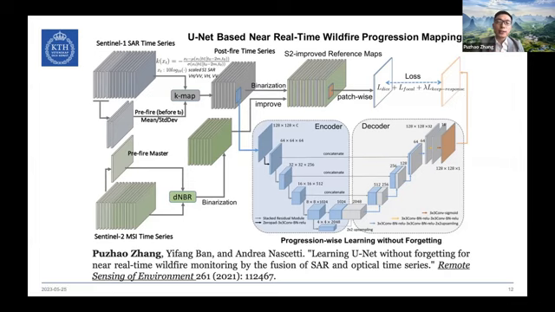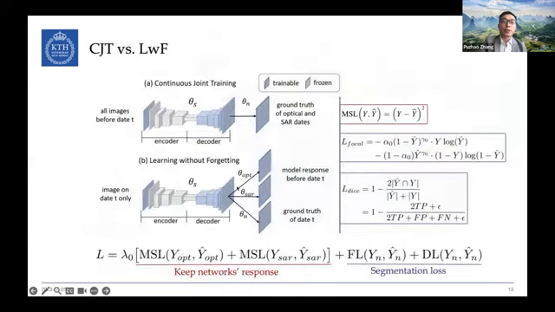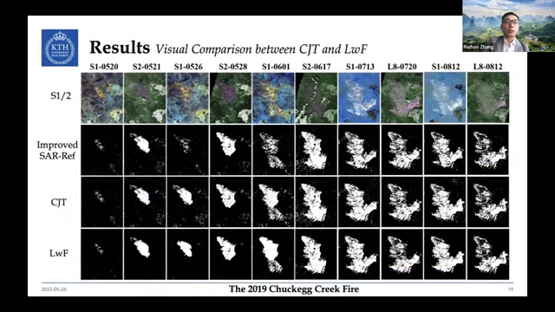We use a two-head UNet here, one head for SAR prediction, one head for the optical prediction. As explained here, we have two heads, one for optical, one for SAR. When we use optical data, we keep the response of the SAR branch. When we train with the SAR data, we keep the response of the optical branch. So the optical data and radar data share the same encoder and decoder, but have different heads. So this is the total loss function, and we produce this result here.